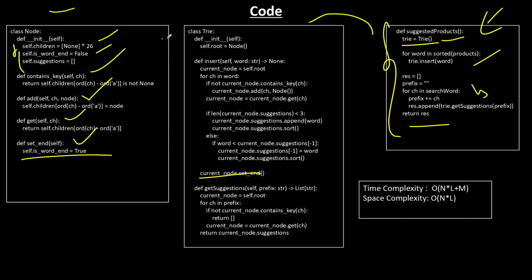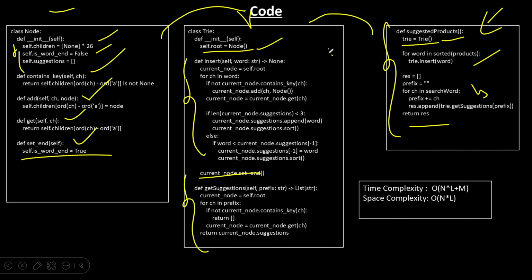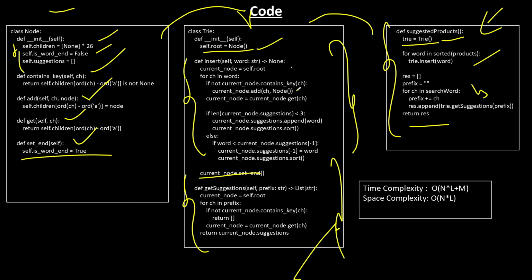Now here, this is the trie. This trie will create a root. This is the complete insert operation, and this is the complete get suggestion operation. So this is self-explanatory. I hope you're getting this. I already explained this part.